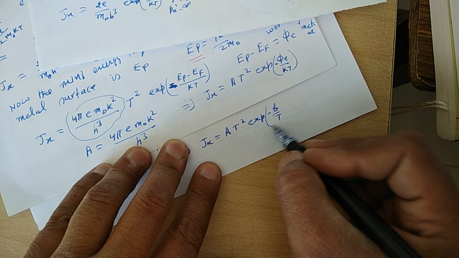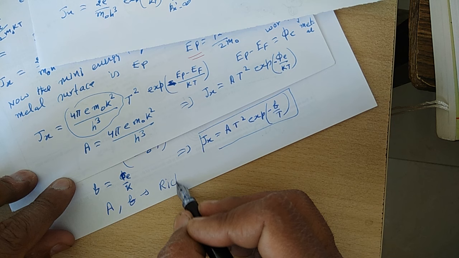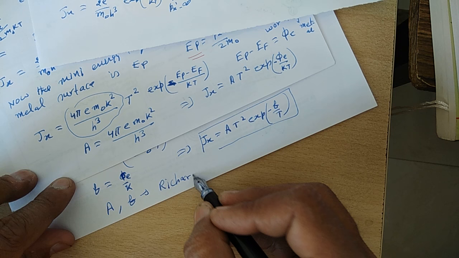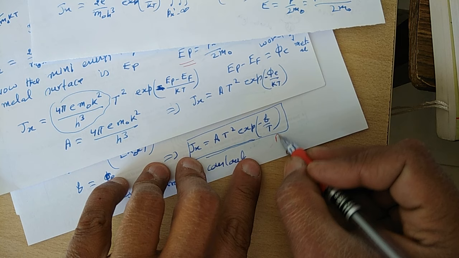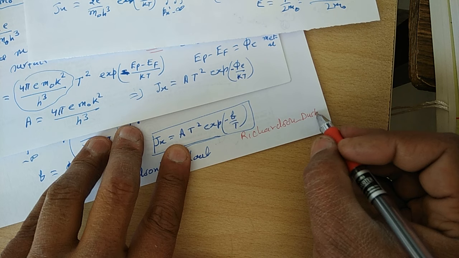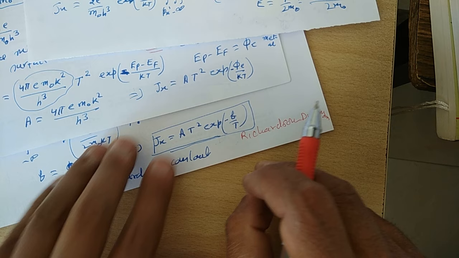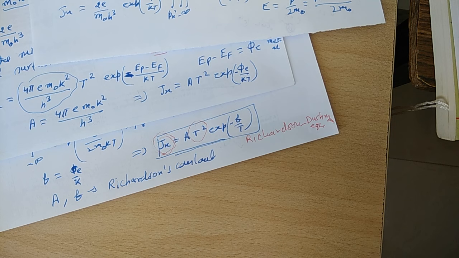Here this A and B we will call Richardson constants, and we will call this equation the Richardson-Dushman equation, or Richardson equation. This relates the emission current density with the temperature of the emitter. So this is about the derivation of the Richardson-Dushman equation.